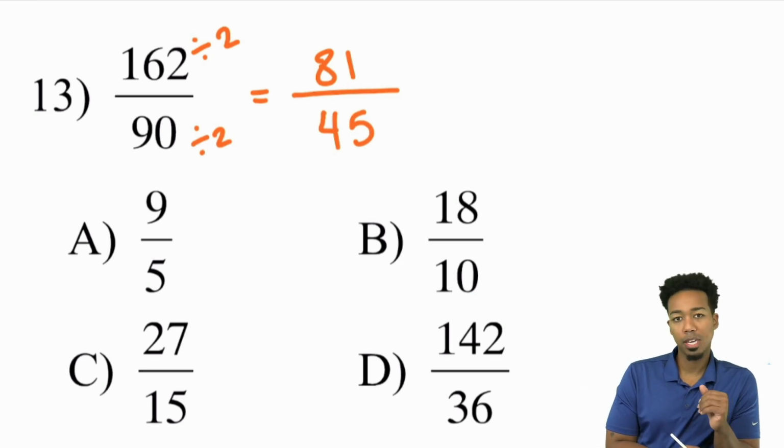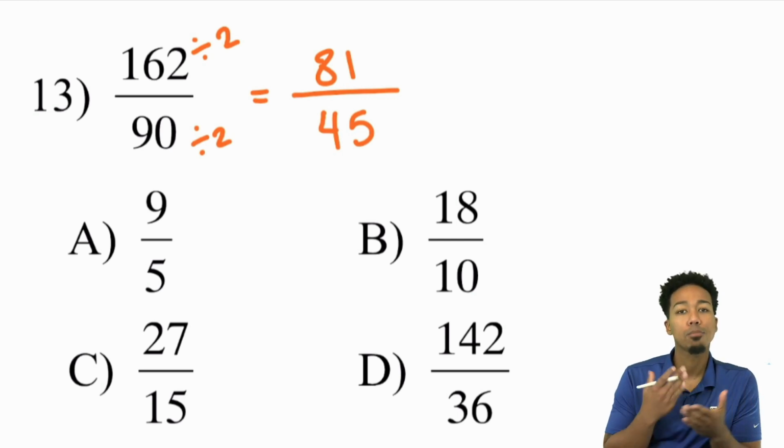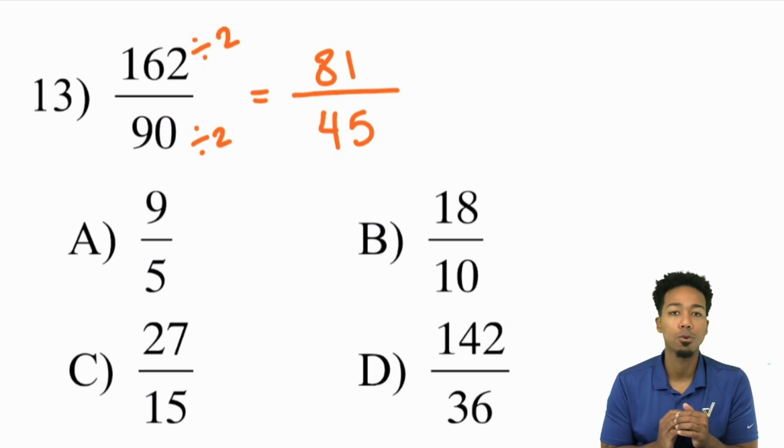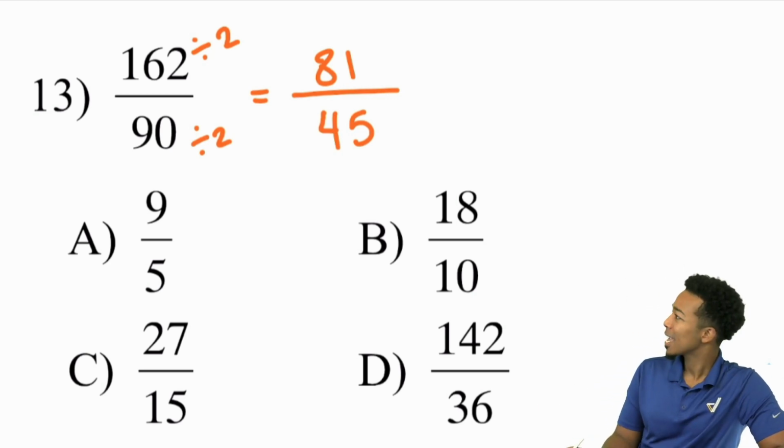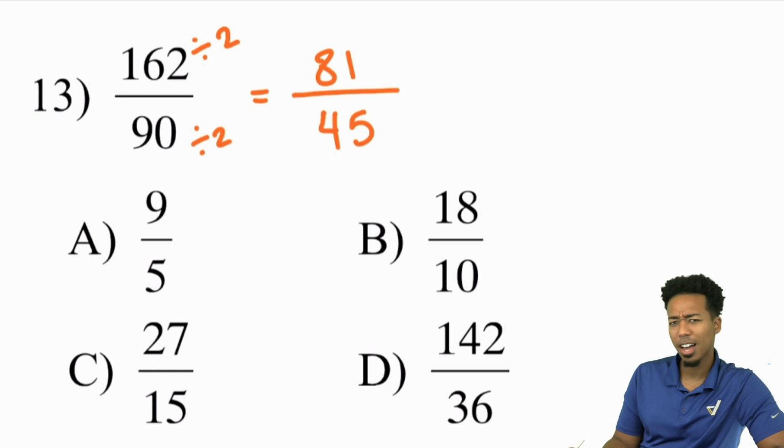If you know your multiplication, if you know your division, then this is going to be much, much easier. And that's why I always say practice your mental math. It will save you because it applies to everything on the test. So with that said here, 81 divided by 45, do they have anything in common?